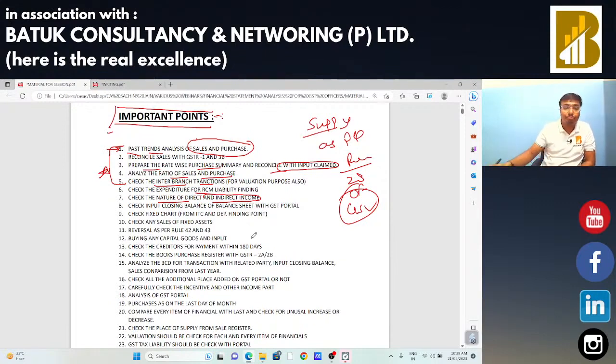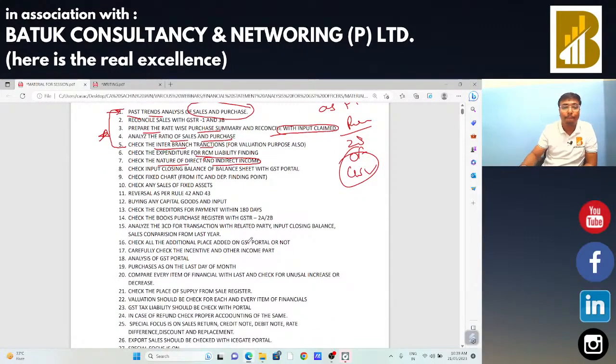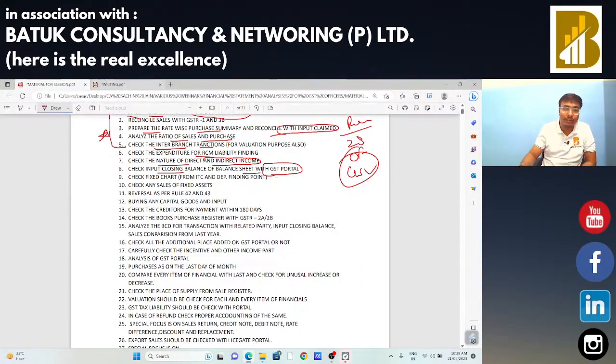Now next, check the input closing balance of the balance sheet with the GST portal. This is a very important task and we need to perform it. I know there will be a difference there, no issue. A difference does not mean that it is fraud. We need to maintain the reconciliation of those differences. We need to demand the reconciliation of the differences.